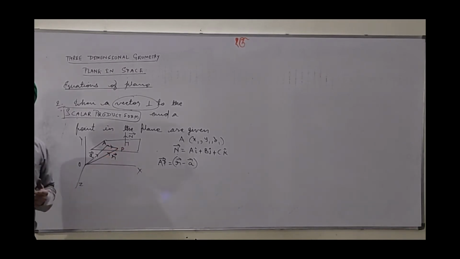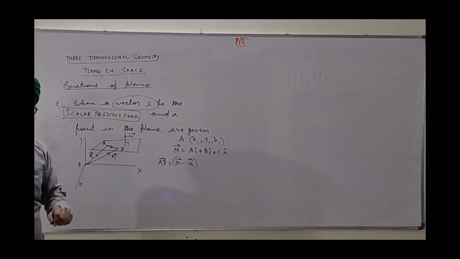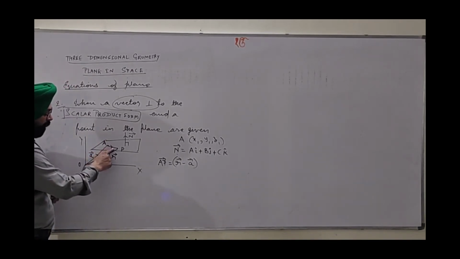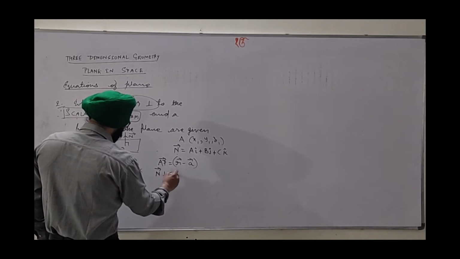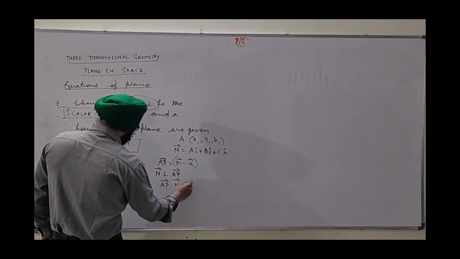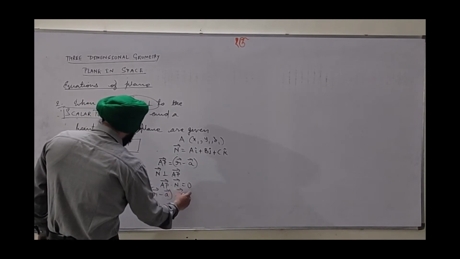Now whenever a vector is perpendicular to some plane, it is perpendicular to all the lines and vectors in the plane. It doesn't matter where the foot of the perpendicular vector is, the angle between them will always be 90 degrees. So the dot product between vector AP and vector N must be 0. Since N is perpendicular to AP, therefore AP dot N is 0. AP is r minus a, dot N equal to 0.